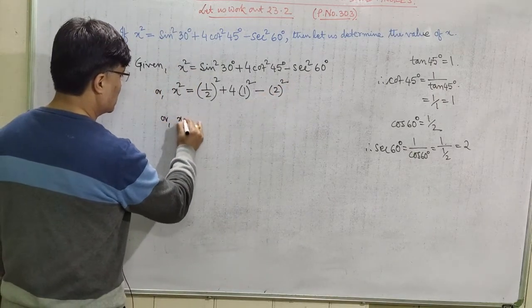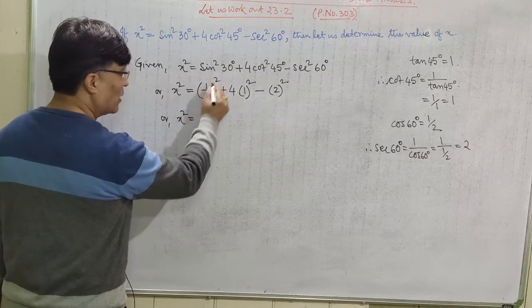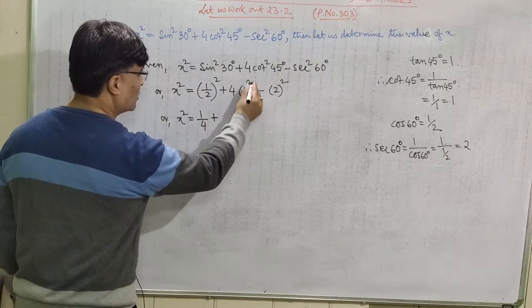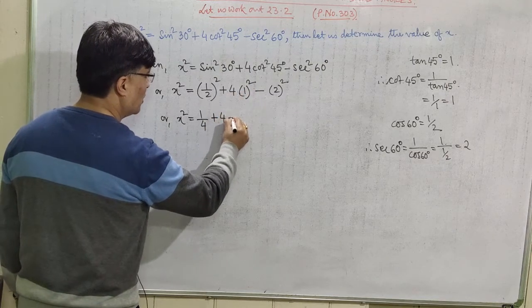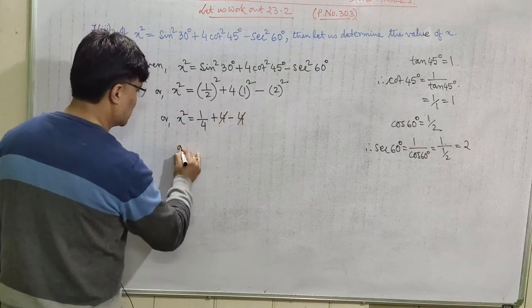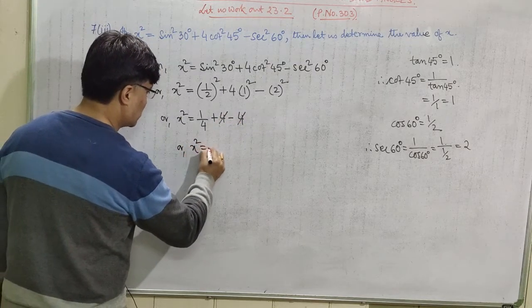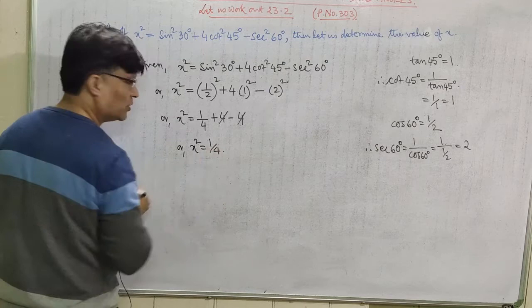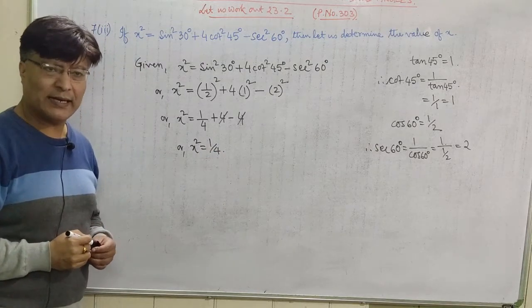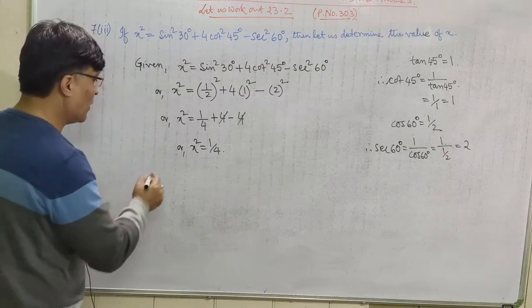So x square is equal to, what is half whole square? 1 square is 1, 2 whole square is 4, plus 1 whole square is 1, 1 fours are 4, minus 2 whole square is 4. Here 4 gets cancelled, so x square is equal to 1/4. Okay. So this is the value of x square. That means x square is equal to 1/4.